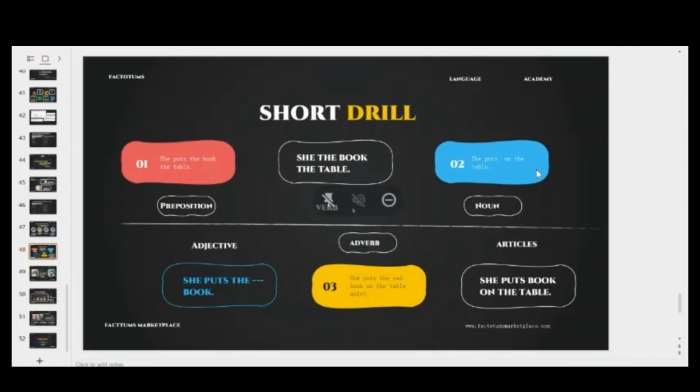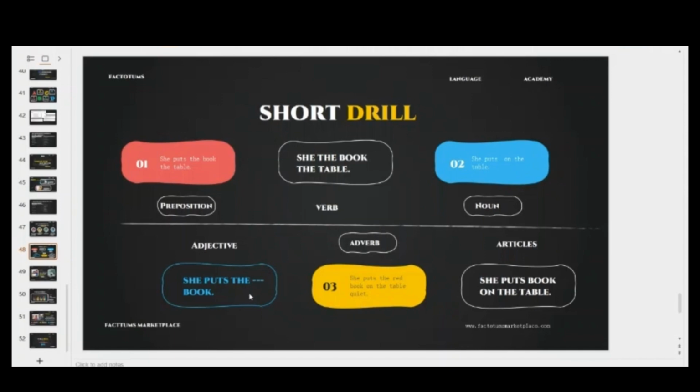Very good. She put on the table. She put what? What did she put on the table? Very good. So in that case, we need a noun. And the nouns can be the subject or the object. In this case, it's the object. What is it? Very good. She put the book.